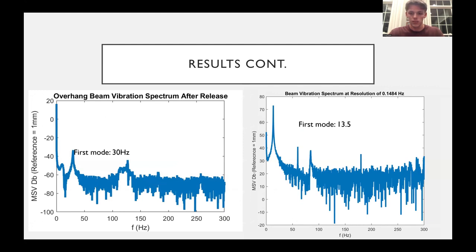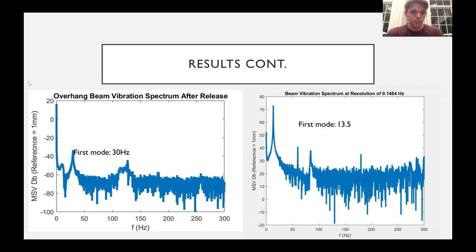And this is where it gets interesting. My first mode of vibration for the overhanging beam is 30 hertz, and the first mode of vibration for the standard beam is 13. So a lot higher first mode of vibration in the overhanging beam. And that's expected because I've shortened the length that is basically vibrating where that first mode occurs. And a shorter length, as we all know, produces a higher frequency.